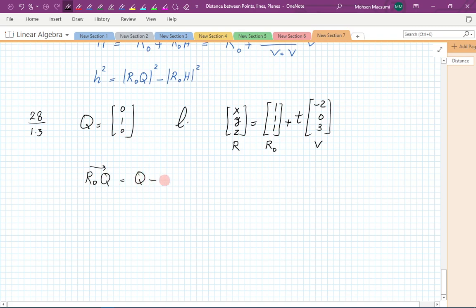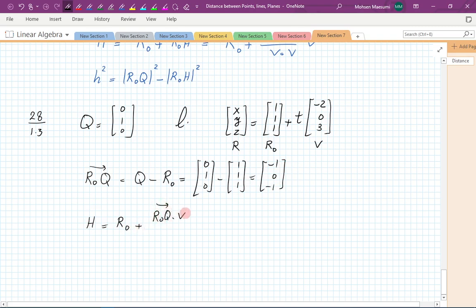Just take the last point minus starting point, and that is the vector. So Q is 0, 1, 0, starting point is 1, 1, 1, and when we subtract it I have minus 1, 0, minus 1. H was R0 plus R0Q dot V over V dot V, times V. So R0 is our starting point, 1, 1, 1. R0Q is this vector, minus 1, 0, minus 1.